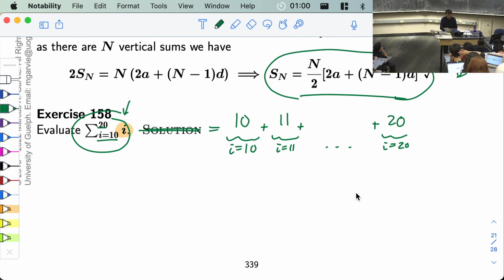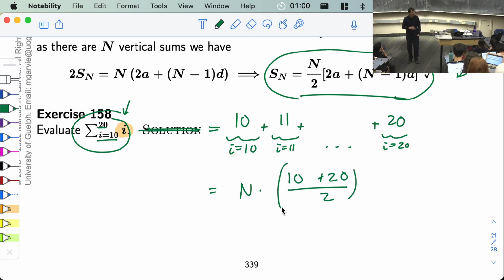Again, if you want to use my favorite formula, you would do the number of terms times 10 plus 20 divided by 2, the average of the first and the last term. How many terms are there? This is where you can make a mistake.